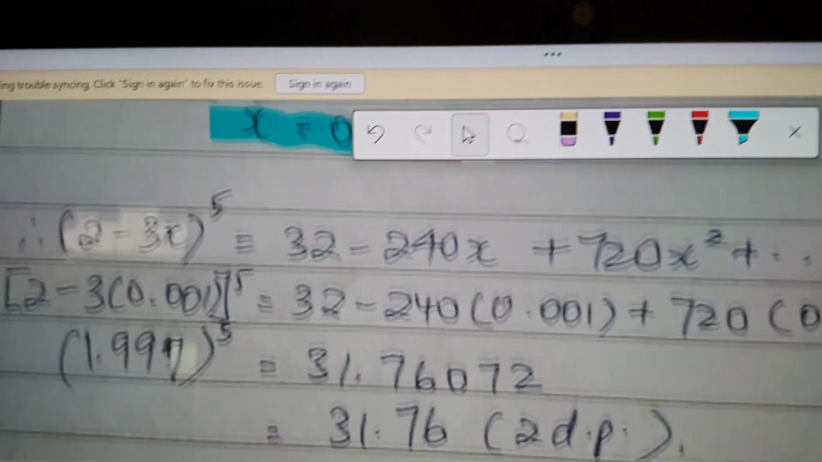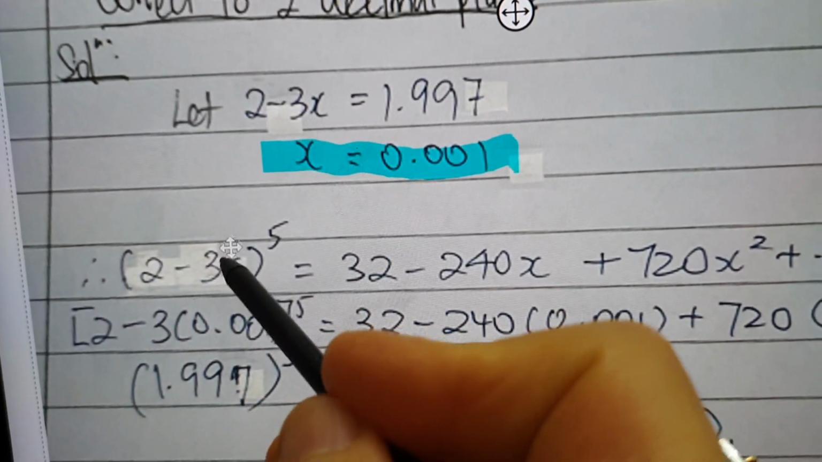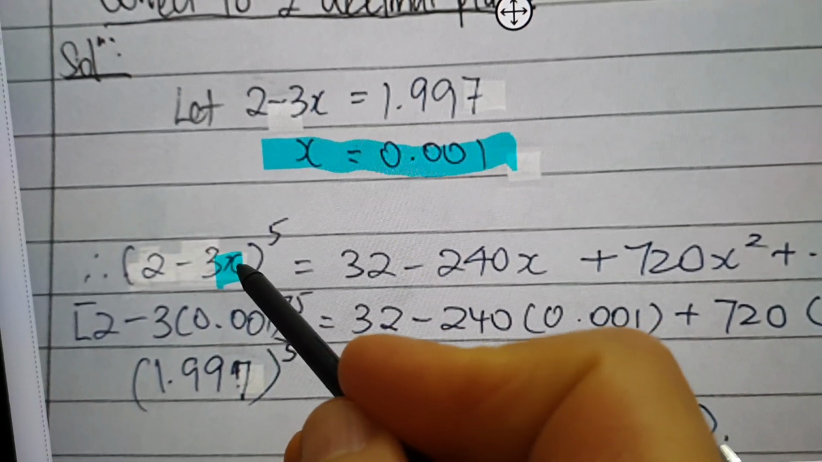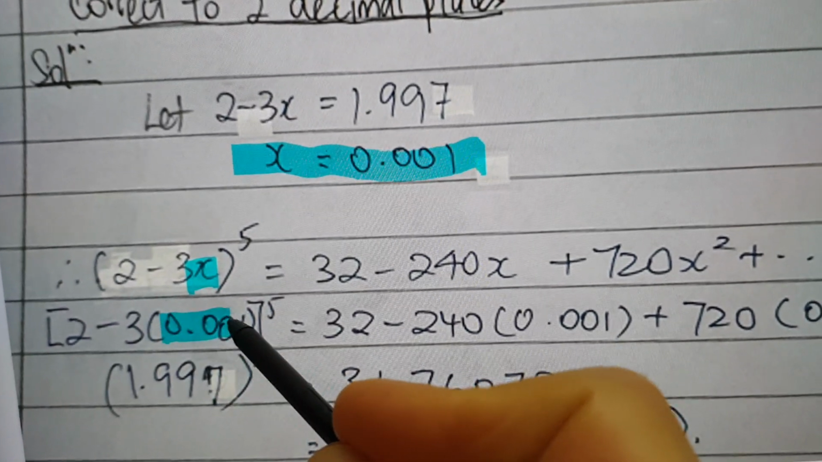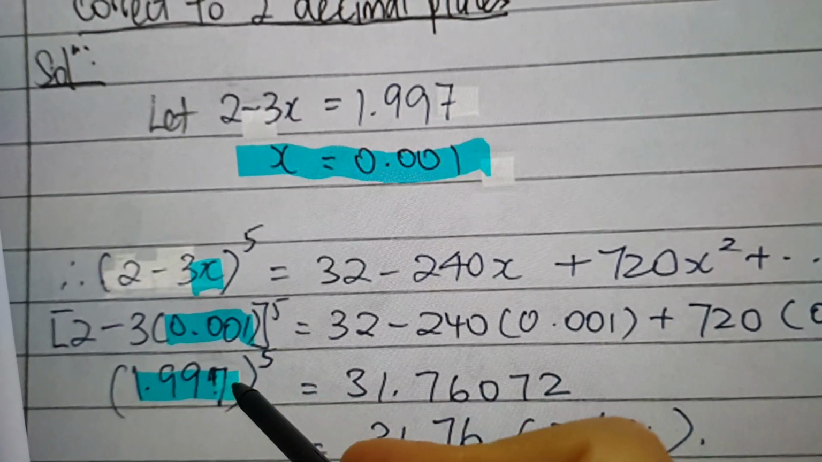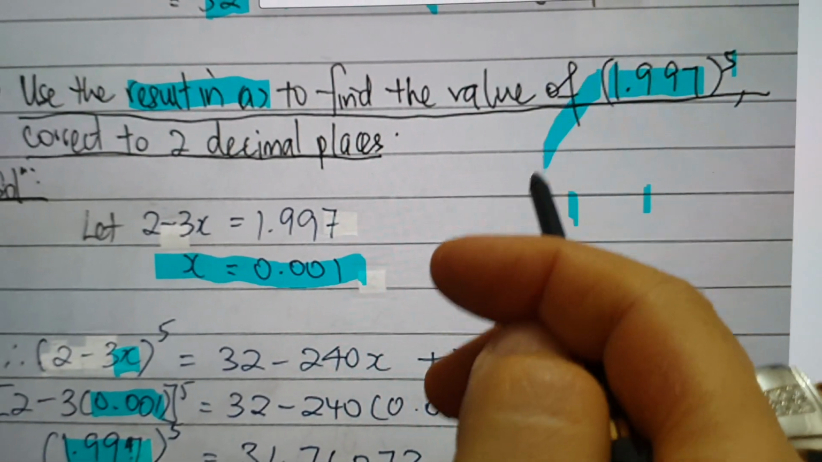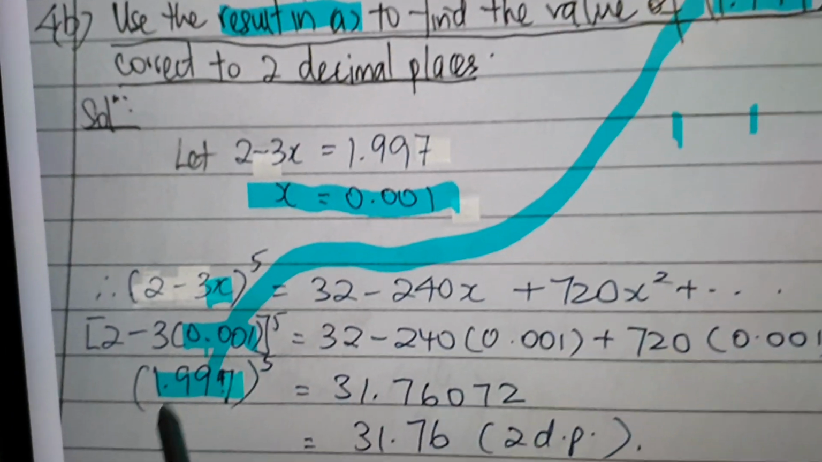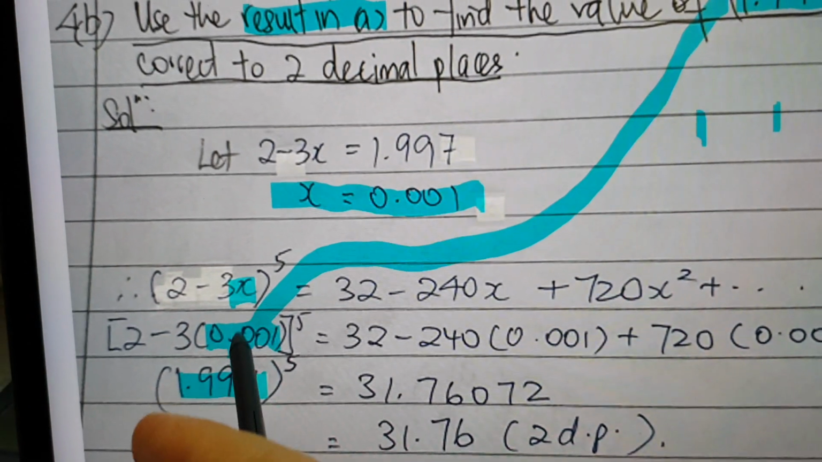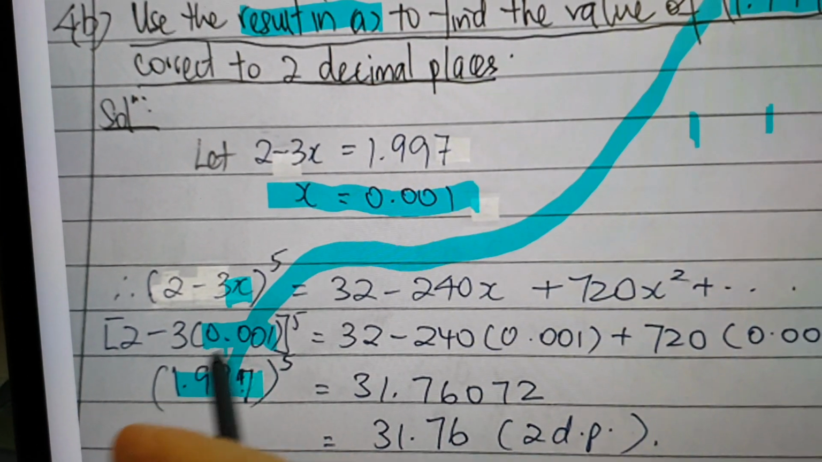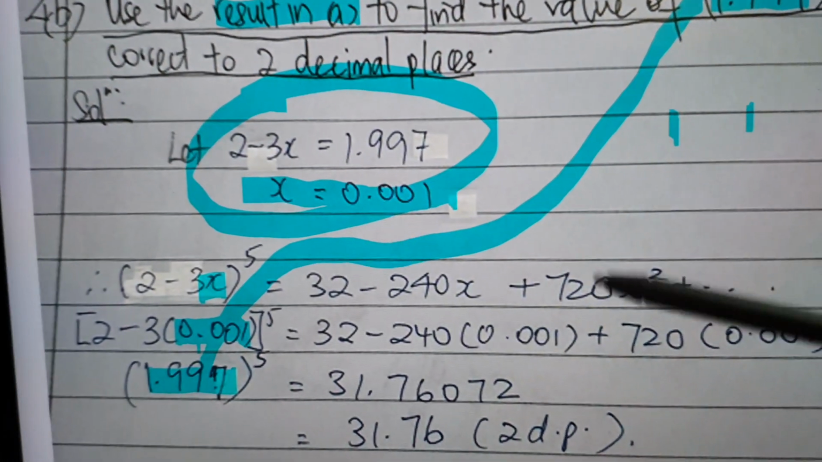But I just want to show you that actually you can do this left and right working. This left side is to show them that, hey, when I substitute this x as 0.001 inside here, my inside is actually 1.997, which is what you asked me to find. Can you see that? The reason why I substitute this is because I want to get this. And of course, the reason why I know x is 0.001 is because I equate this to this. So this is a skill which once you learn it, you know already.